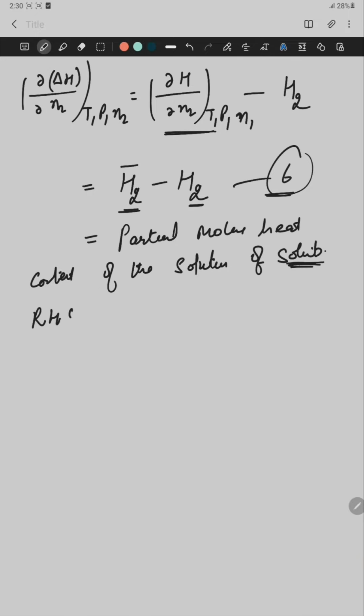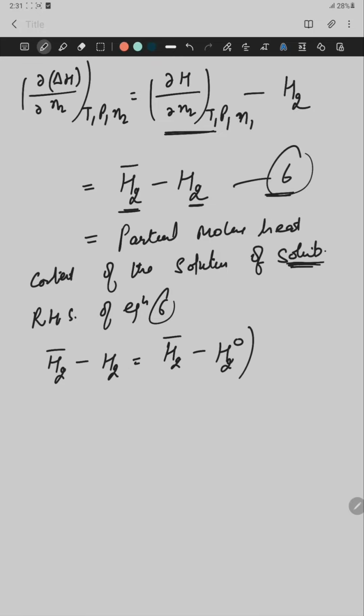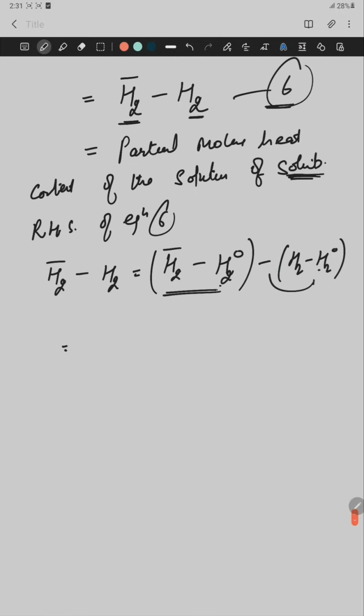Now the right side of equation number 6 needs a slight modification, H2 bar minus H2. So in this equation, you subtract H2 naught and similarly add H2 naught. The plus one came here, the minus one came here. This is L2 naught minus L2. This is a relative partial molar heat content of the second component, and this is the partial value, and this is the molar heat content. This is your equation number 7.